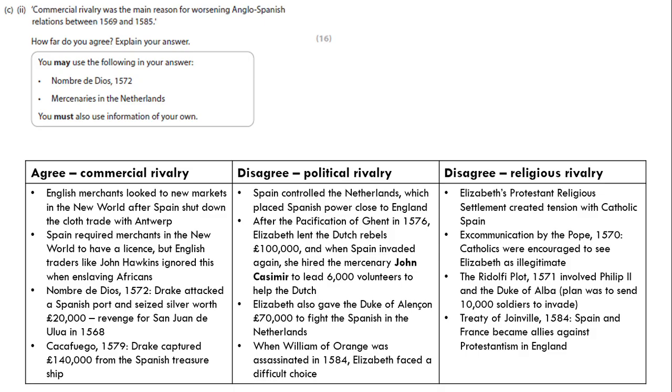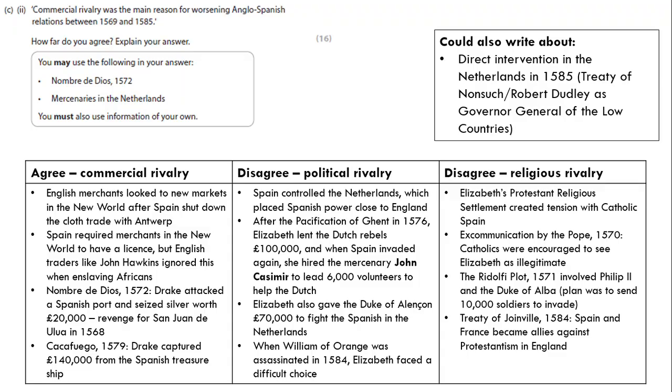Arguably more important, though, for our question is the excommunication of Elizabeth by the Pope in 1570 after a revolt of the Northern Earls. Catholics were encouraged to see Elizabeth as illegitimate. This leads to the Ridolfi plot in 1571, so Philip II and the Duke of Alba, both Spanish, were involved. The plan was to send 10,000 soldiers to invade, and then in 1584, the Treaty of Joinville, Spain and France become allies against Protestantism in England. Technically, it's a French Catholic League, but it is still Spain and France teaming together when they haven't done so at any point up to then.